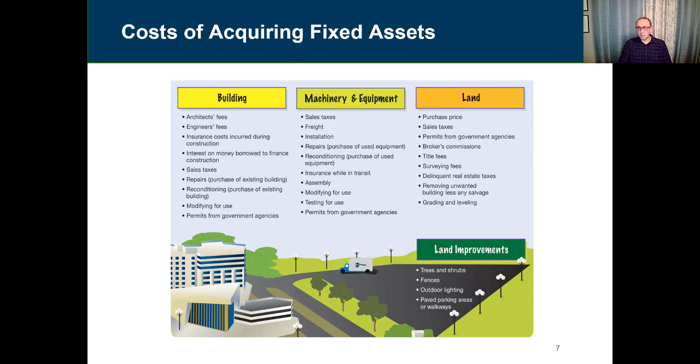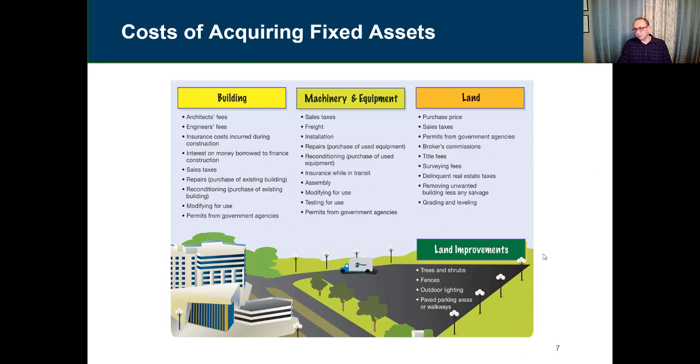So let's say we bought a land, and this land had an old building that's not even usable. So we demolished it and we sold the salvage, and we're able to get some kind of revenue or money from the salvage. That would be deducted from removing this unwanted building. Grading and leveling also is part of the land or the cost of land.